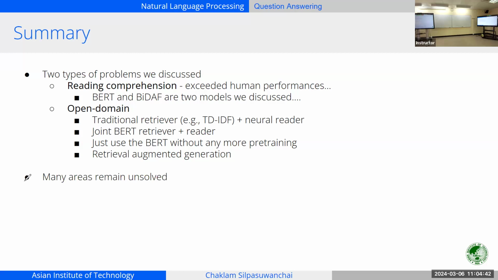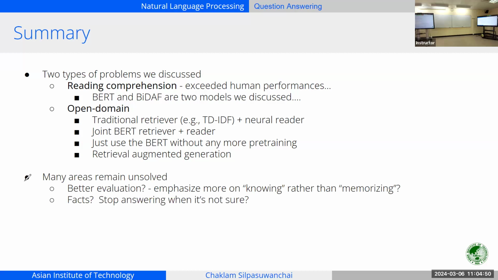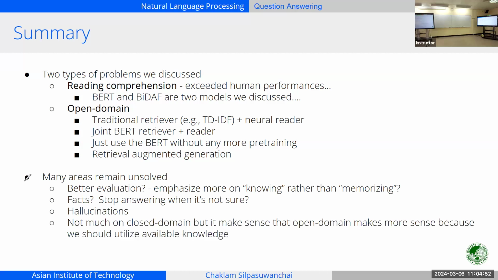There are so many areas that remain unsolved. Should we think about better evaluation? How do we know that the model really knows and is not memorizing facts and hallucinating? And there's not much work on closed domain, but I don't think we should do all of that because ChatGPT can do that. Okay, great. Thank you very much.